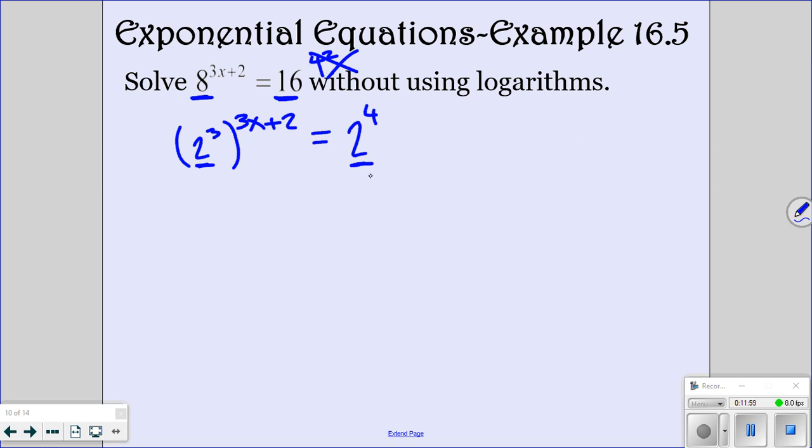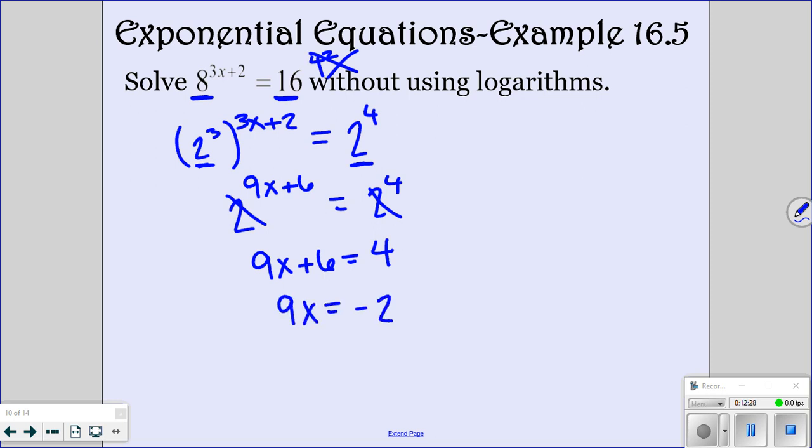So now that we have them in the same base, when you have a power raised to a power, you're going to multiply. So this is going to be 2 to the 9x plus 6, and then 2 to the 4th. From here, since our bases are the same, since they are both a 2, we can cancel them, and our exponents are going to have to be equal to each other. And so then you just solve for your x. And so x would be negative 2/9.